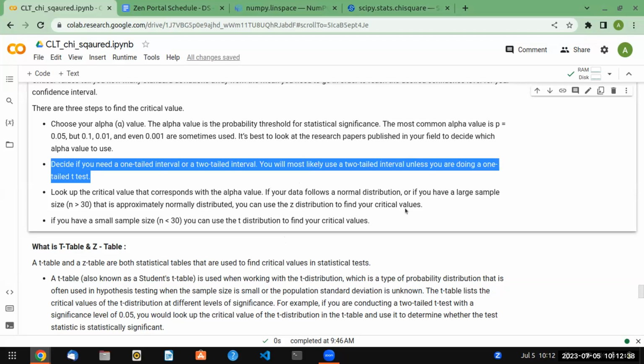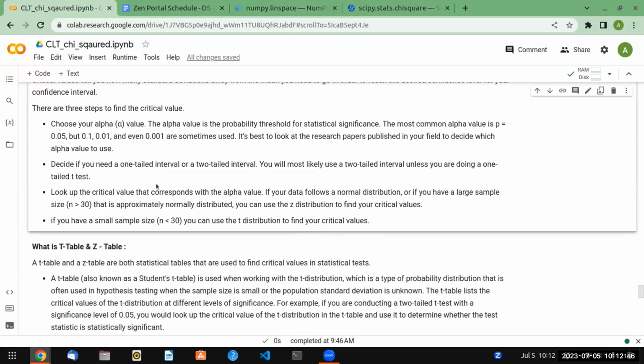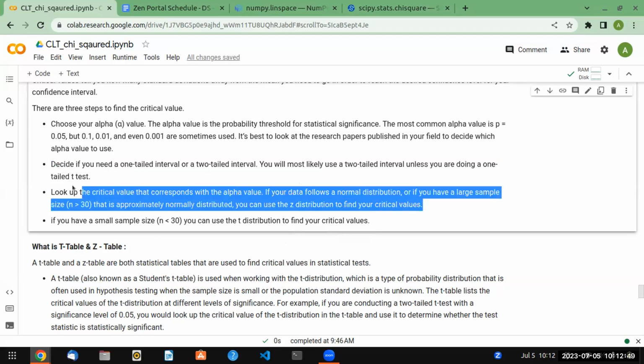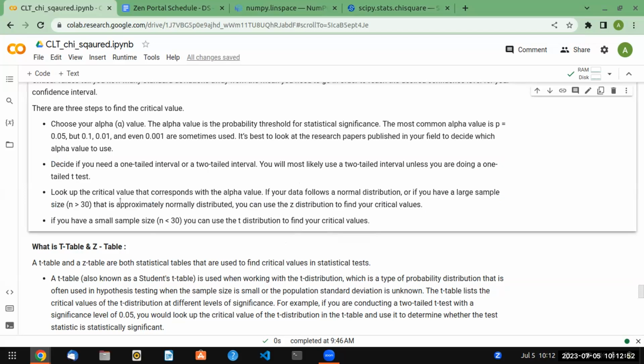That means in this table, T table and Z table, we are going to find the critical values. And how, I will show you. Before that, you need to understand here, if you have your sample size greater than 30, that is approximately normally distributed, your data. That means you took a sample, and that sample size, if you are taking N greater than 30, and your data is normally distributed, then you are going to use Z distribution. Okay, this is a rule.